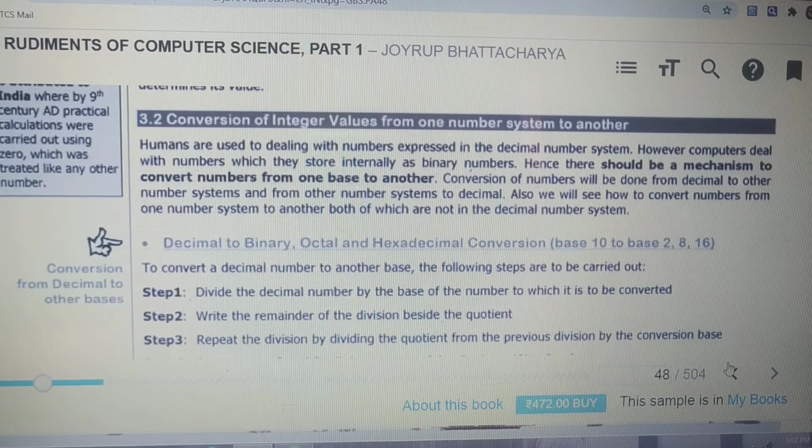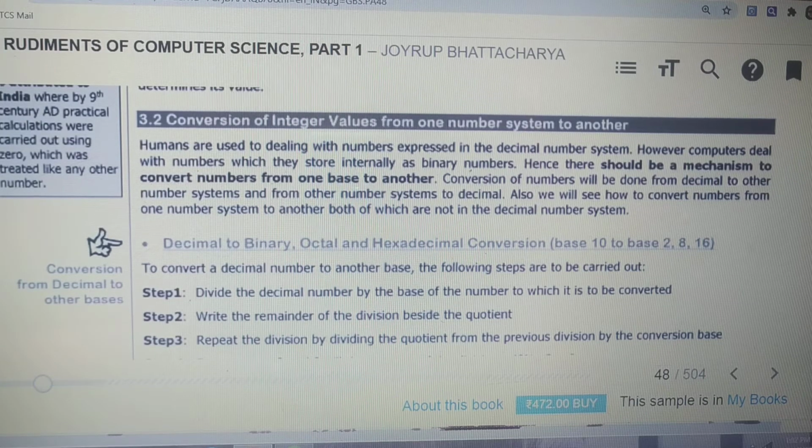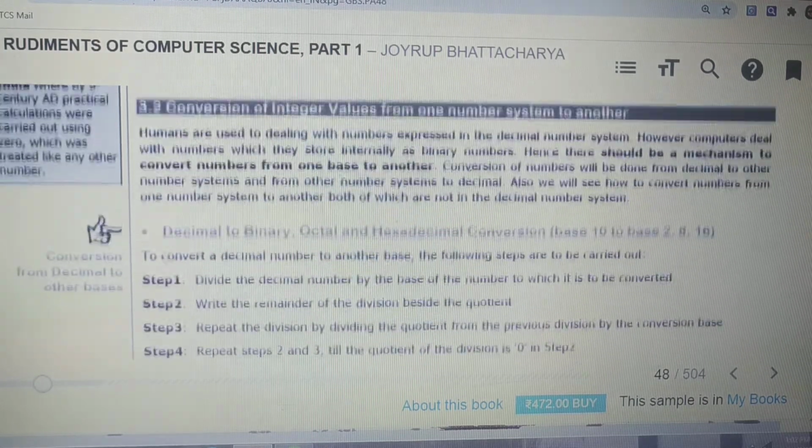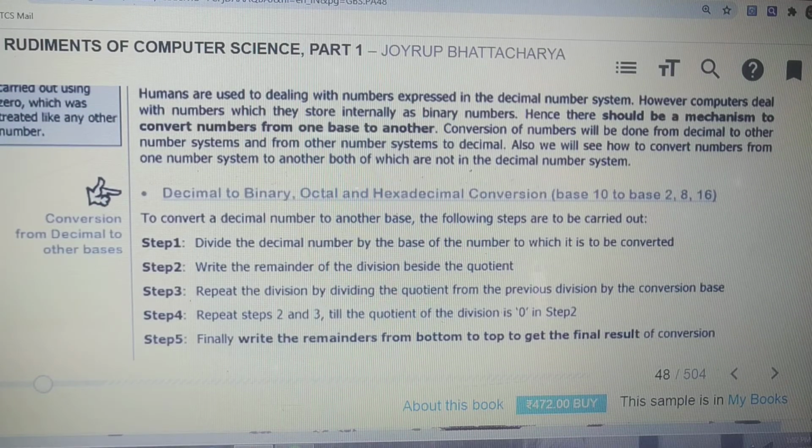Now after this step we will convert. First we convert to binary and then we will get the digits. Step 2 is to write the remainder of the division beside the quotient. Step 3, repeat the division by dividing the quotient from the previous division by the conversion base. Step 4, repeat steps 2 and 3 until the quotient of the division is 0. And step 5, finally write the remainders from the bottom to the top and get the final result.